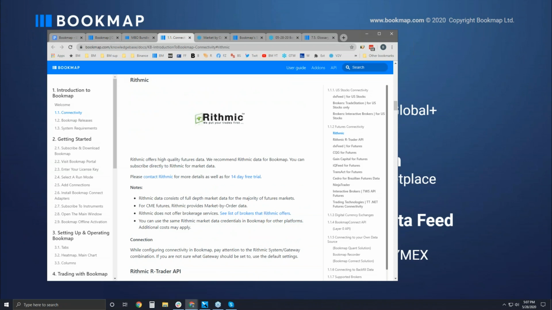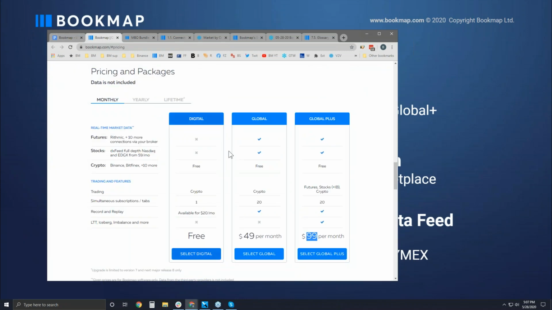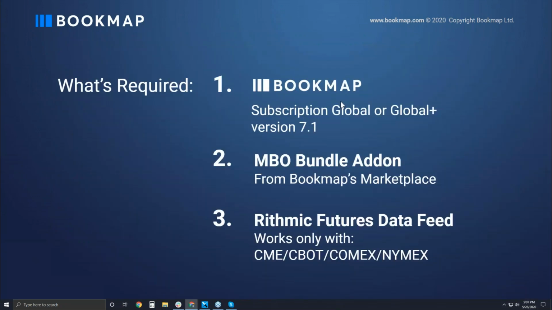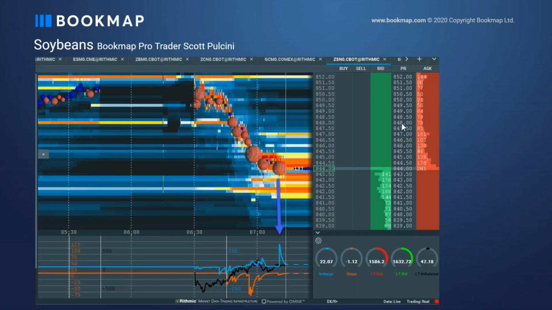So that's what you need. Back here to the slide: you need Bookmap 7.1, Global or Global Plus. You need to get the MBO bundle add-on, and then you need Rhythmic data. There's one more thing. It's only CME right now, but that includes CBOT, COMEX, and NYMEX. But it has to be Rhythmic data, right? Only the CME is offering this market by order data at this time. So that's the combination that is required.